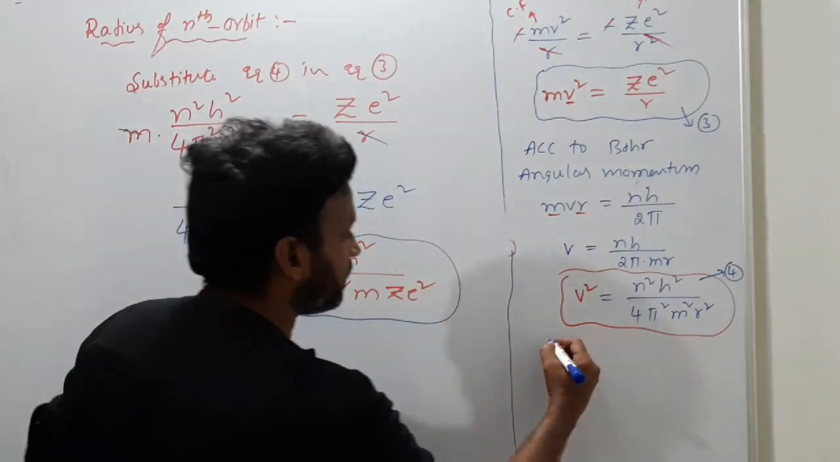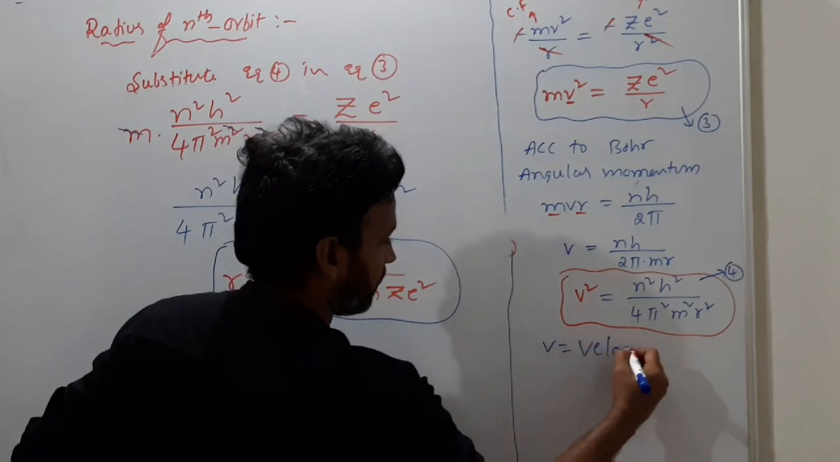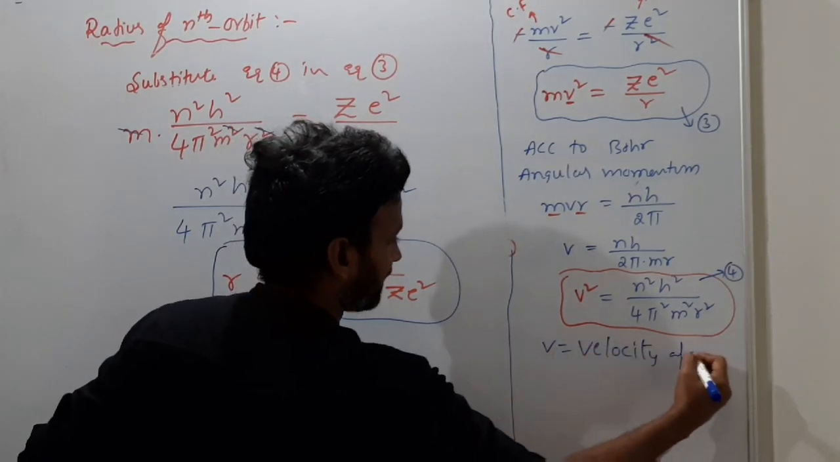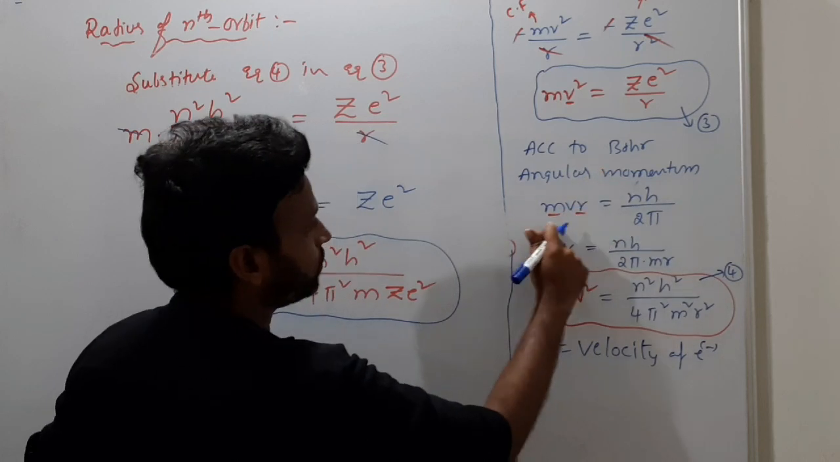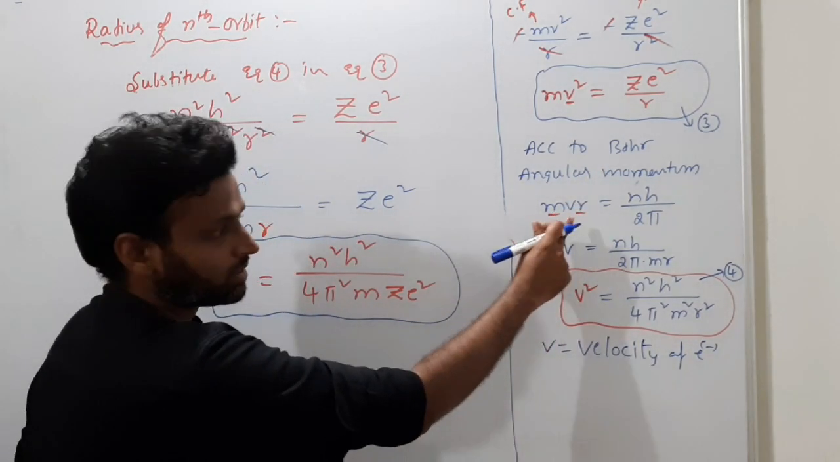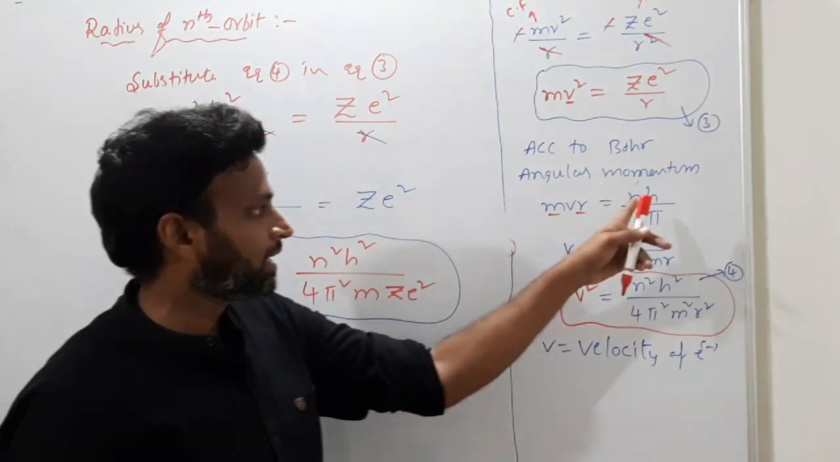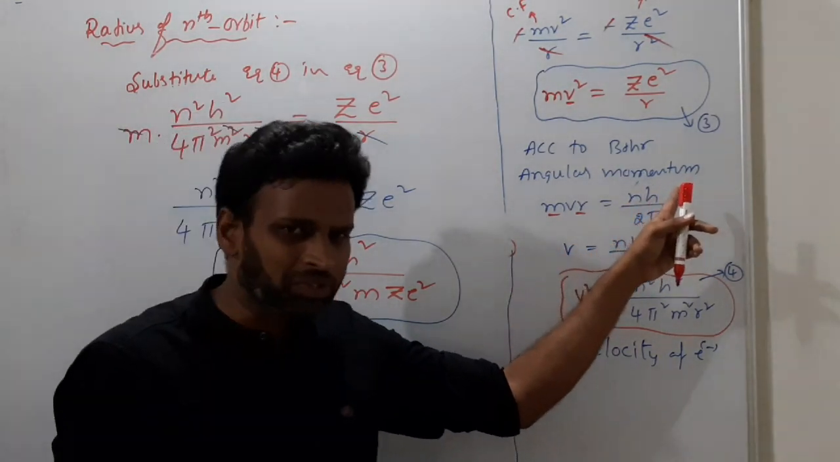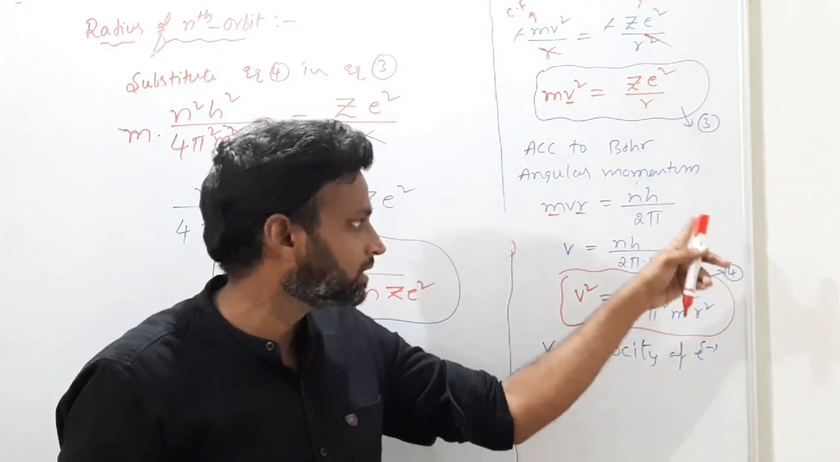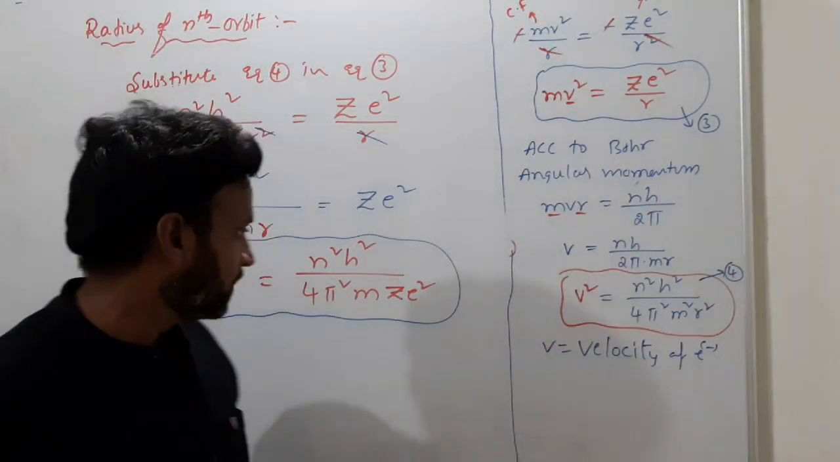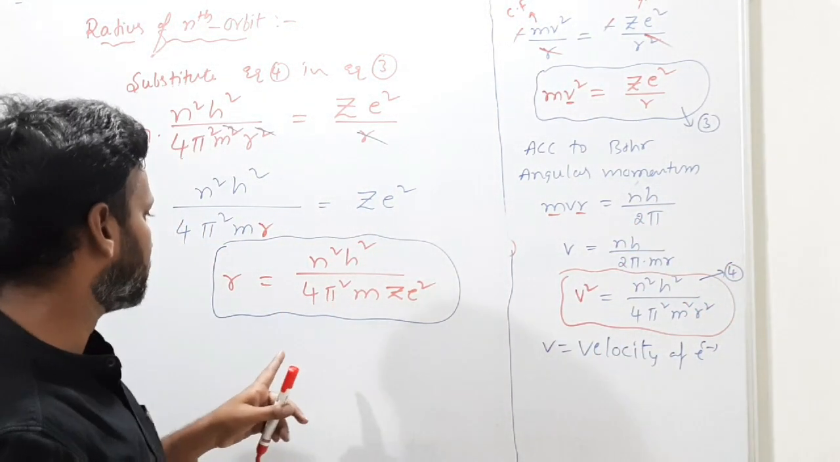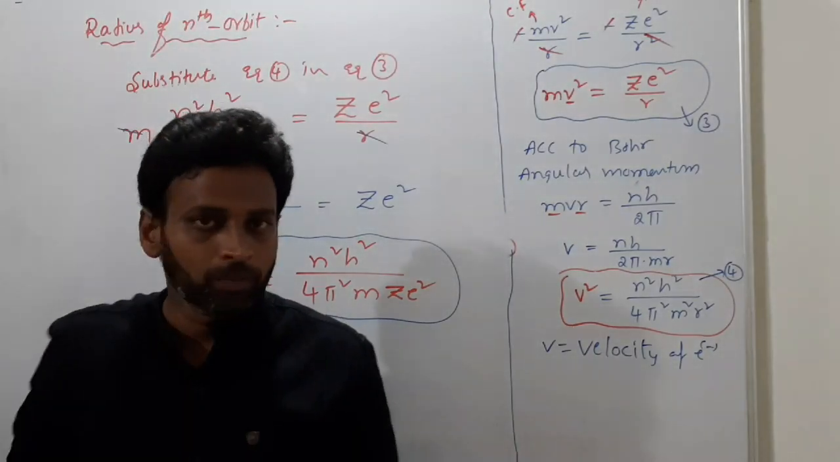What is v here? v is the velocity of the electron. I already told you, in angular momentum this is mass, this is velocity, this is radius. nh by 2 pi, h is the Planck constant. You know all these things previously, so I will explain every term here. I hope you have written all this.